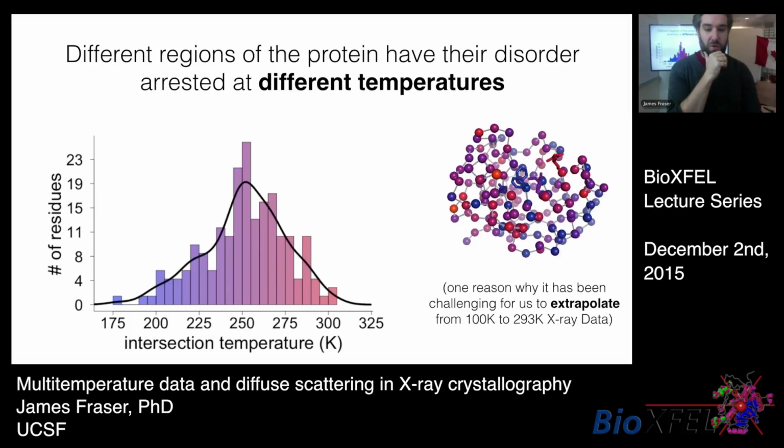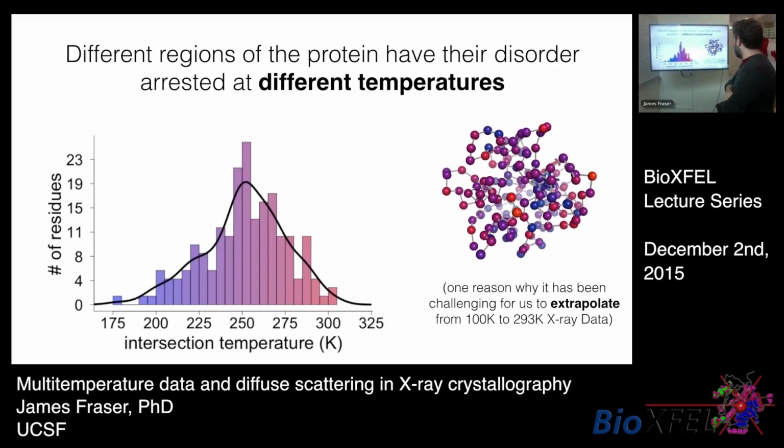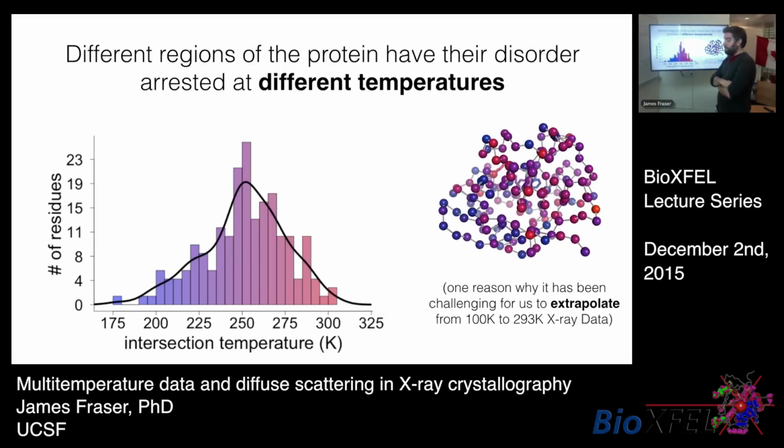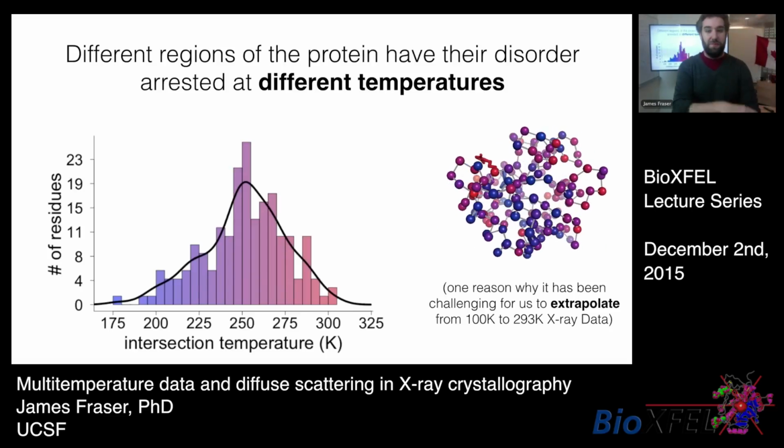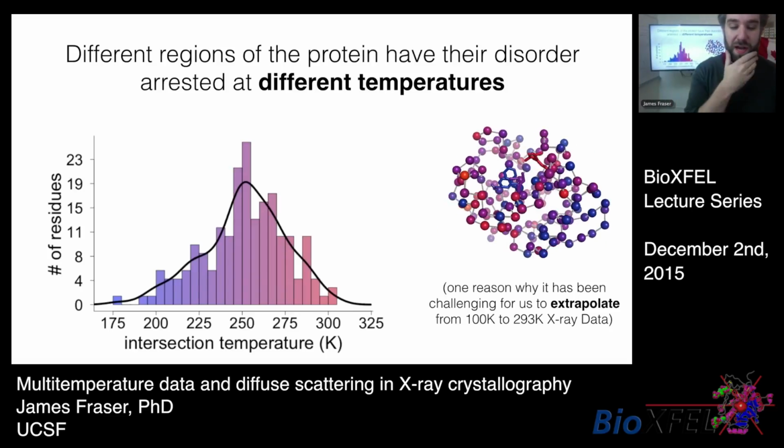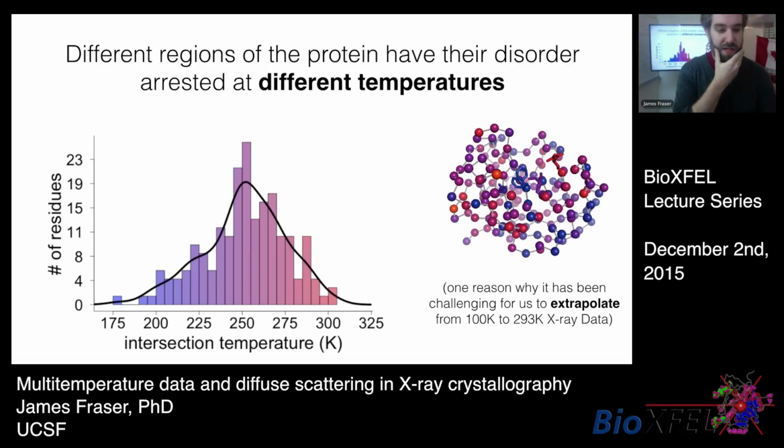By filling in this whole series of temperatures, it really told us why it's been so hard to extrapolate from the cryo-cooled data to what the room temperature ensemble should look like. And that's because the energy landscape of proteins is quite complex. And so we lose the ability to resolve different populations of alternative conformations as they fall below about 10% occupancy.